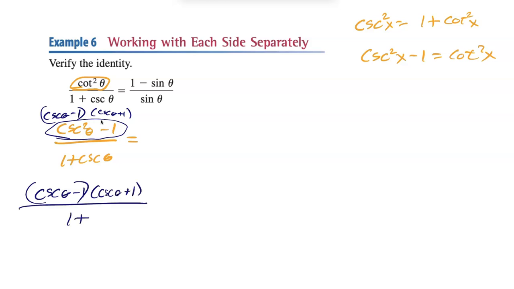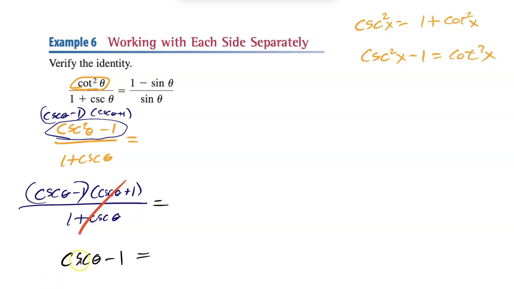All over 1 plus cosecant theta. Well, cosecant plus 1 and 1 plus cosecant are the same thing, right? It wouldn't be the same if it was a minus. That would be wrong. But when you add, it doesn't matter how you rearrange it. So these are canceled. And I'm left with just cosecant theta minus 1. And that's pretty much as far as I could go on the left side.